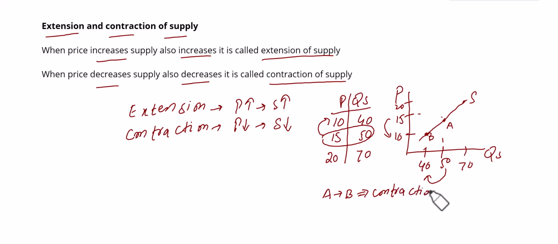Why are we calling it contraction? Because price is decreasing and supply is also decreasing. Price goes down from 15 to 10, and quantity supply goes down from 50 to 40. So that is called contraction in supply.